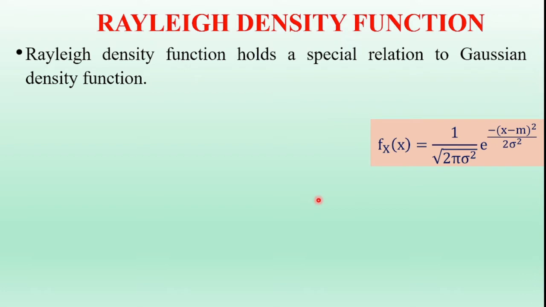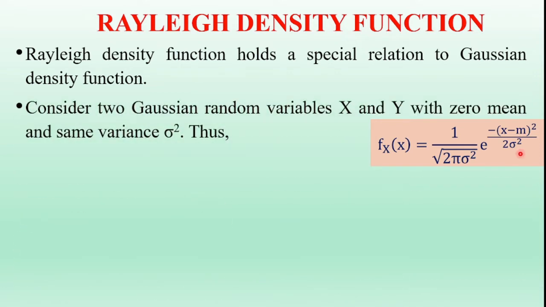So the probability density function of the Gaussian random variable is small f_X(x) is equal to 1 by square root of 2 pi sigma square e power minus of (x minus m) whole square by 2 sigma square. In this equation, m is the mean value of the random variable, sigma square is the variance of the random variable. So now here the Rayleigh density function is a special relation to Gaussian density function.